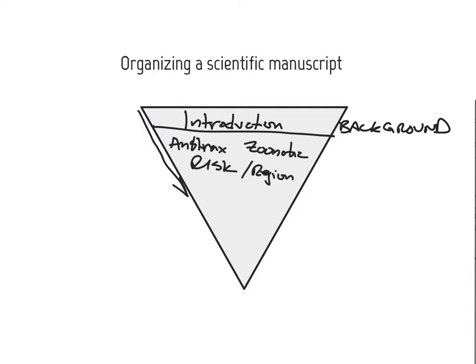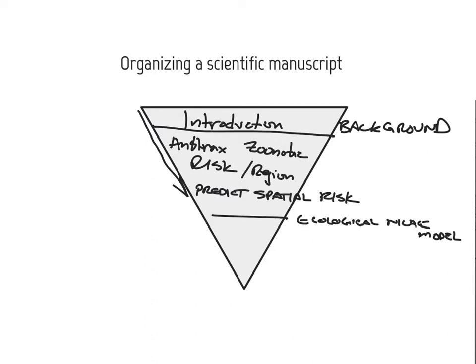In the case of our study in Kyrgyzstan, we want to predict where that risk might be. Predict spatial risk. And in this particular study, we do that with something called an ecological niche model. So I'd need to tell my readers something about ecological niche models and what that is as a tool to predict a potential distribution of a species, in this case the bacteria Bacillus anthracis that causes anthrax, using environmental covariates or raster data sets that describe the environmental conditions.